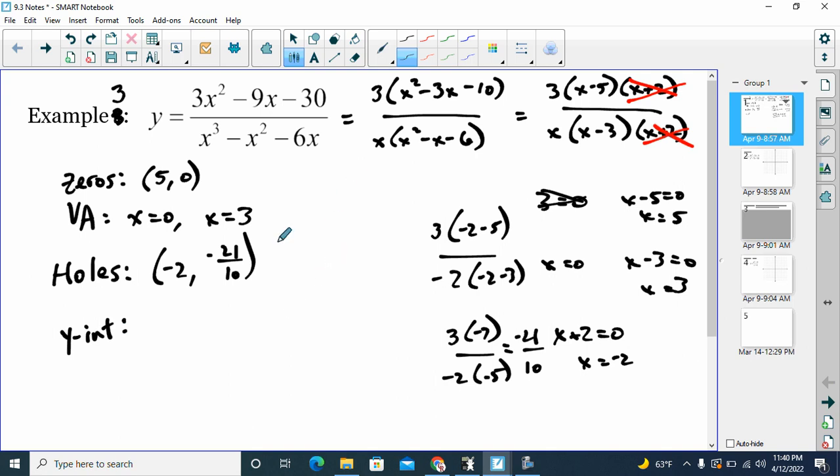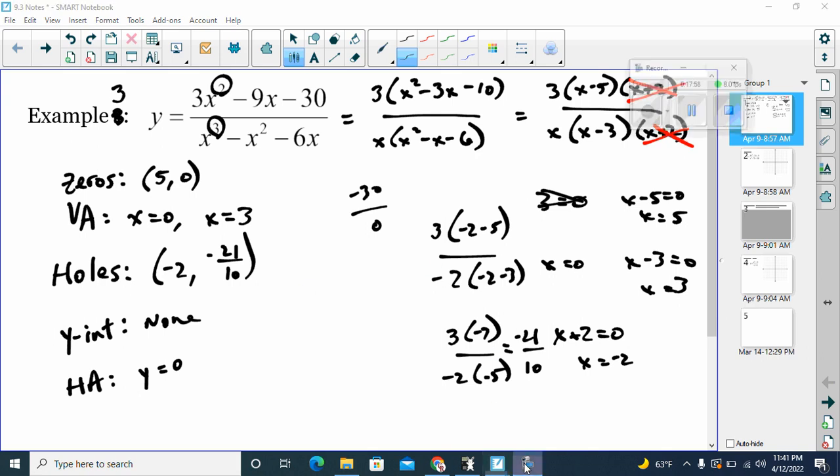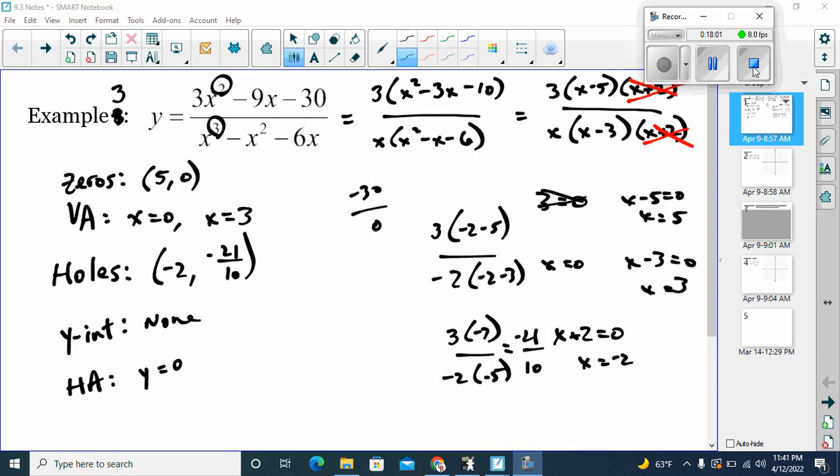The y-intercept, if I plug in 0 for x, I get negative 30 divided by 0, which is undefined. There actually is no y-intercept. The reason for that is because I have a vertical asymptote at x equals 0. The horizontal asymptote, notice the degree on the bottom is 3, on the top is 2. If it's bigger on the bottom than it is on the top, the horizontal asymptote is y equals 0. That is section 8.3 on properties of rational functions.